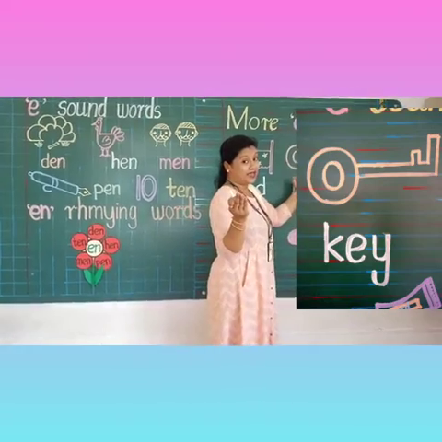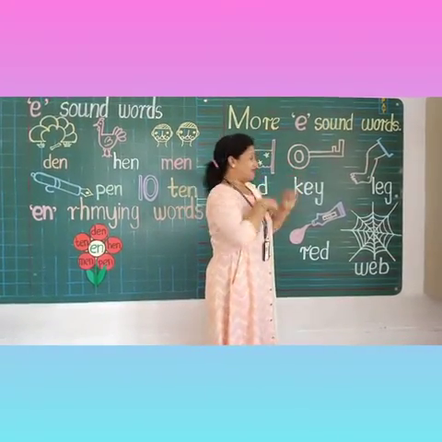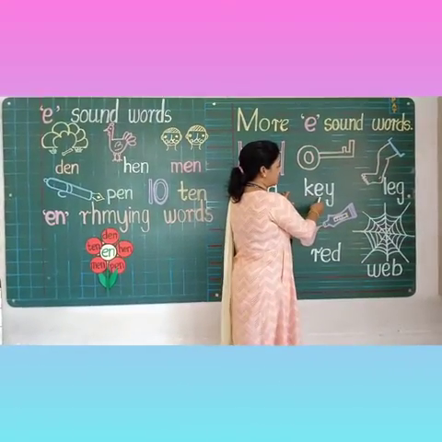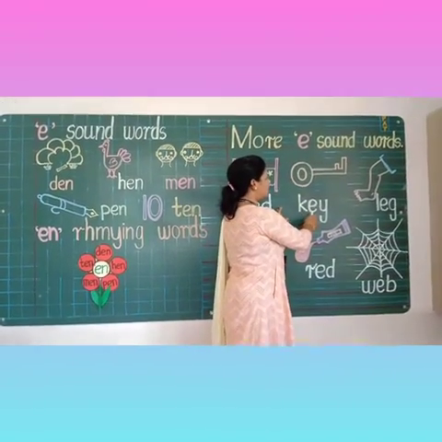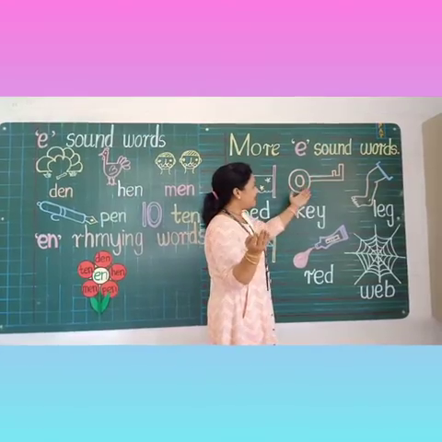Now what is this? Yes, it's a key. And you can open the lock with a key. So let's learn the spelling. K says K, E says E, Y says Y. K, E, Y, key.